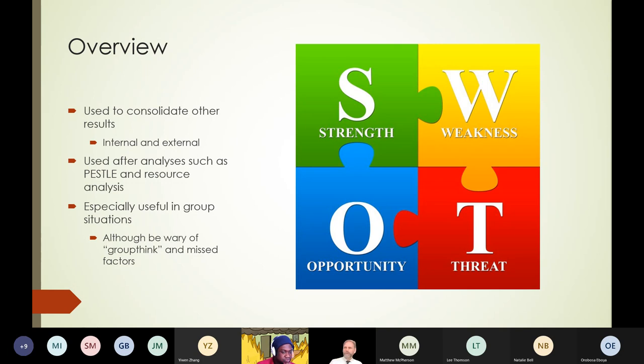It's good for group work. So it's good to get everybody together and go, well, what do you think? What are we good at? What are we bad at? What should we be doing?